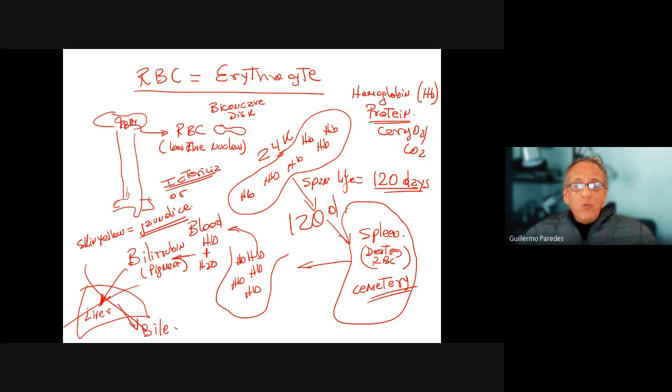If the liver is not working, bilirubin is going to keep running in the bloodstream. It goes to the arteries under the skin and produces that jaundice. It's going to produce that yellow skin. That is one scenario. The other scenario is that you have too many red blood cells dying.